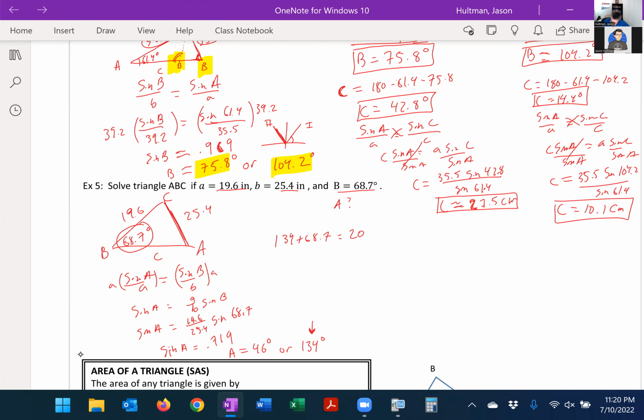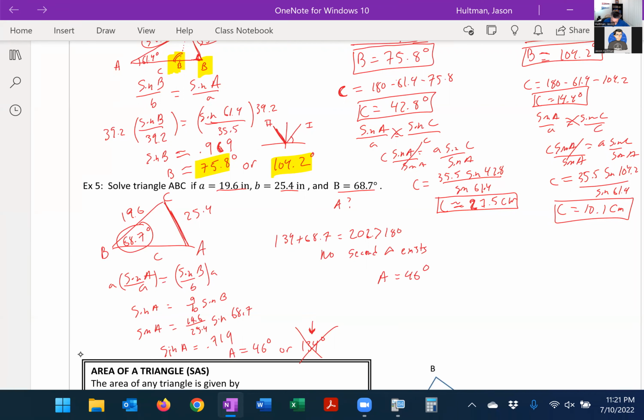Okay, so no, you cannot. You cannot have 202. So we know that this is a false angle. We know there's really only one triangle that can occur here. This 202 is greater than 180. So no second triangle exists, and so we only have triangle 1. Well, what is triangle 1? The only triangle is going to be when A is equal to 46 degrees.